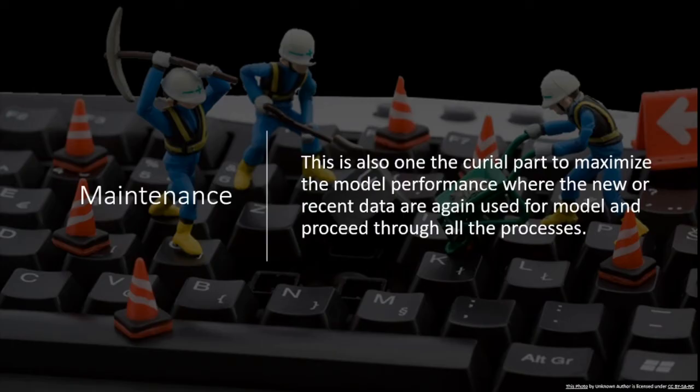Then another important phase is maintenance. That is one of the crucial parts to maximize the model, where new or recent data are again fed into the model and processed through all the process so that our model will keep on updating and the accuracy level will keep on increasing. So in some cases we might need to change the algorithm as well.